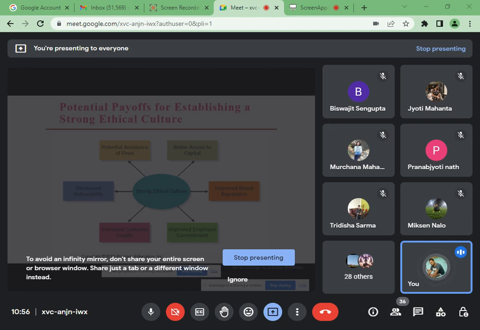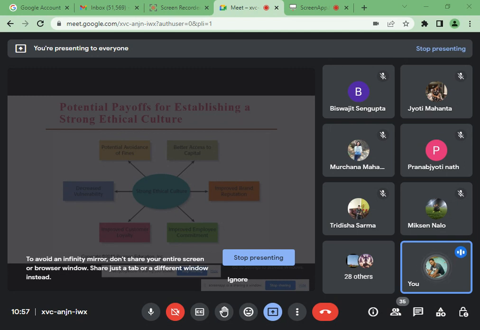Next is potential payoffs for establishing a strong ethical culture. So a strong ethical culture brings potential avoidance of funds, better access to capital, improved brand reputation, improved employee commitment, improved customer loyalty, decreased vulnerability. So these are the six potential payoffs for establishing a strong ethical culture.